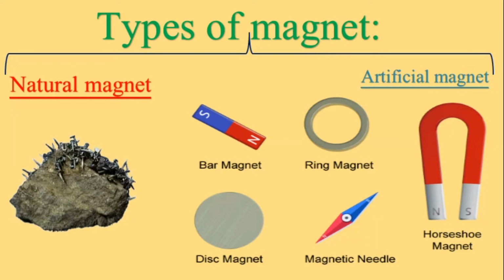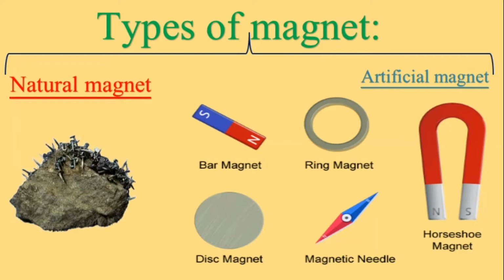We have different shapes of artificial magnet. The first one is called a bar magnet, like your chocolate bar. Second is the ring magnet. Number 3 is the horseshoe magnet. Number 4 is the disc magnet. Number 5 is the magnetic needle. So we have many shapes of artificial magnets. Let's say them together: bar magnet, ring magnet, horseshoe magnet, disc magnet, and magnetic needle.